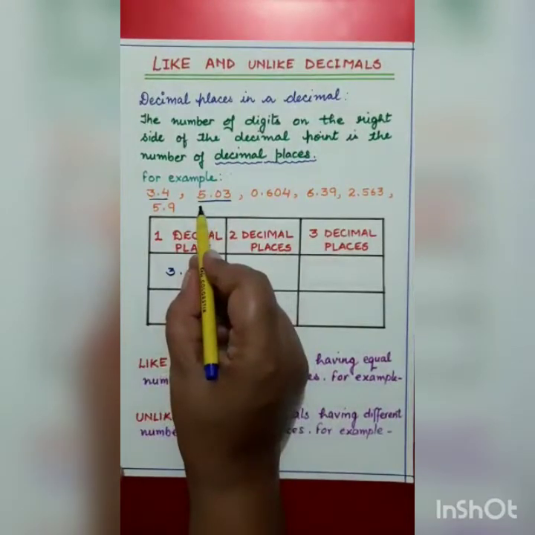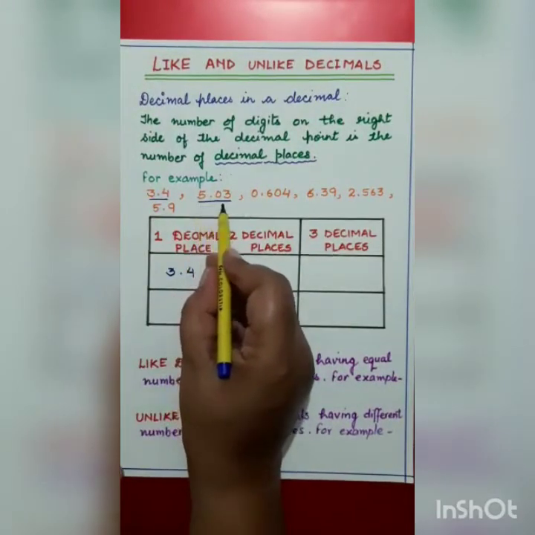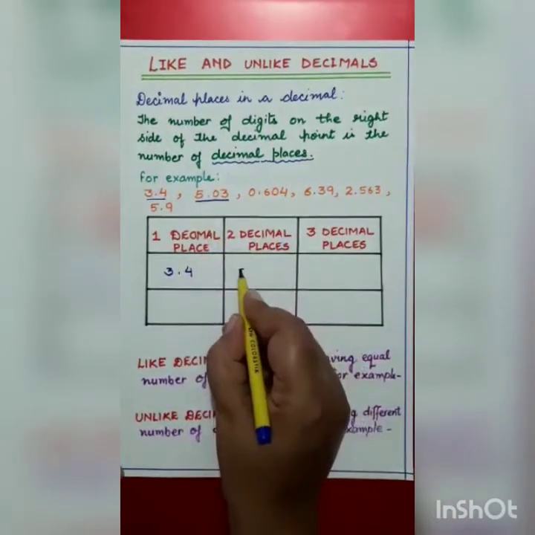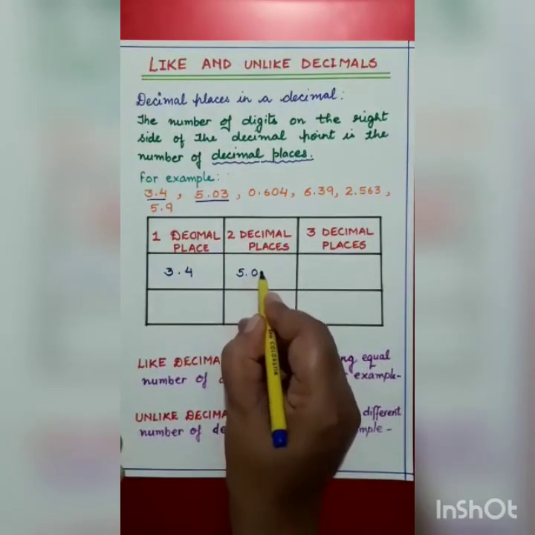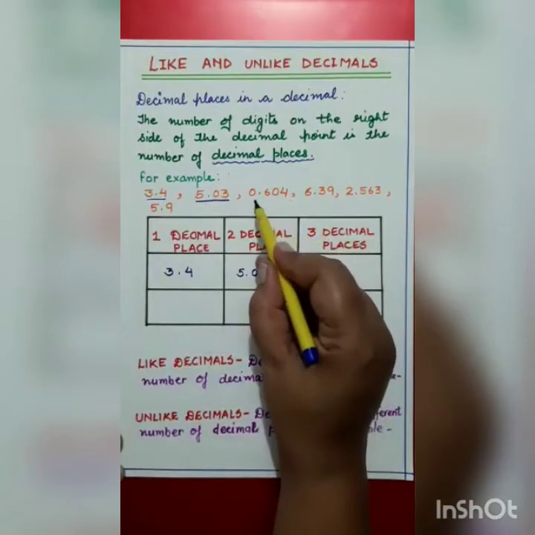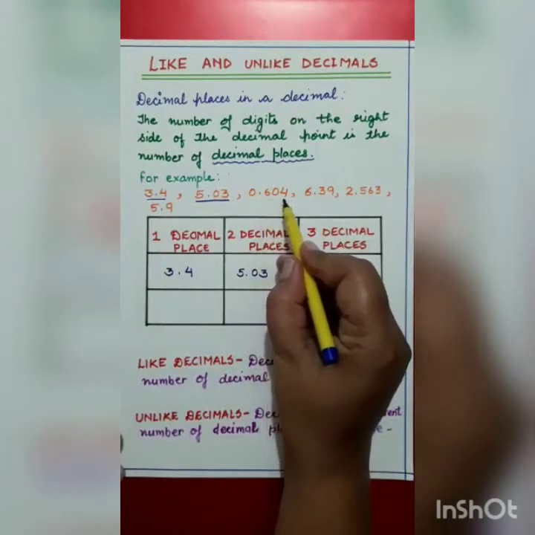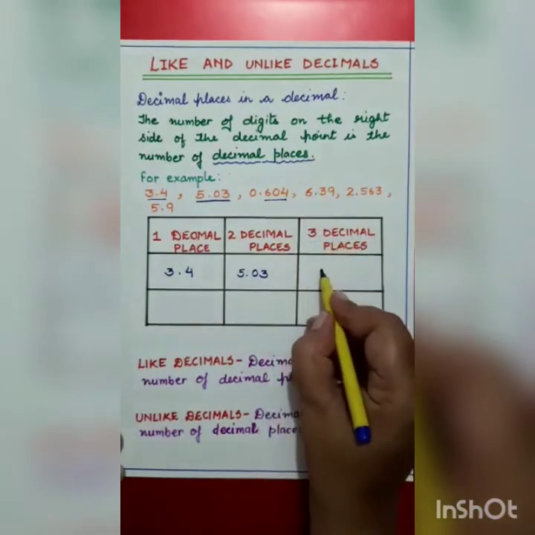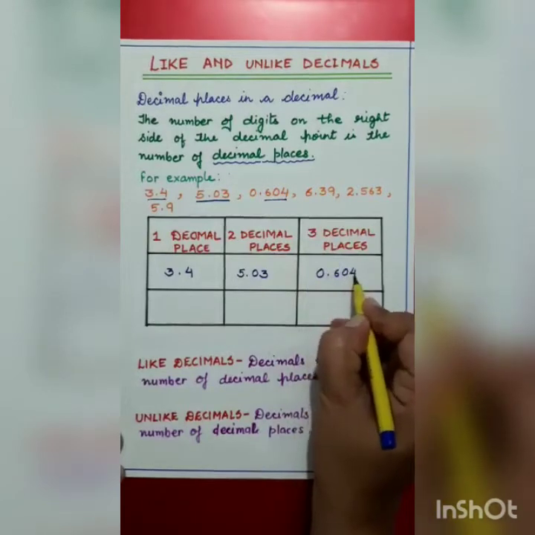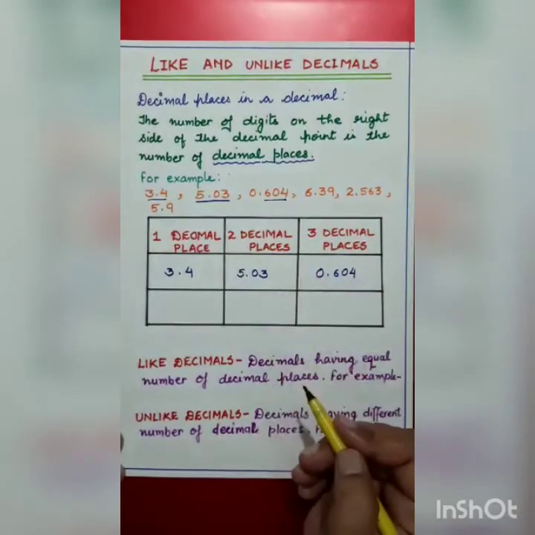In the next example, 5.03, there are two digits after the decimal point. So, it has two decimal places. In the next example, 0.604, there are three digits after the decimal point. Therefore, it has three decimal places. To make the concept more clear, I have a few more examples.